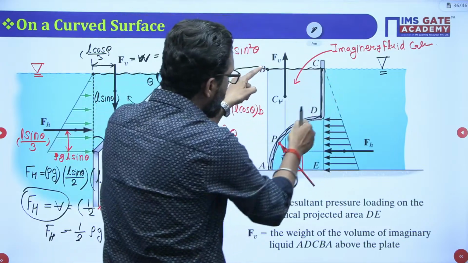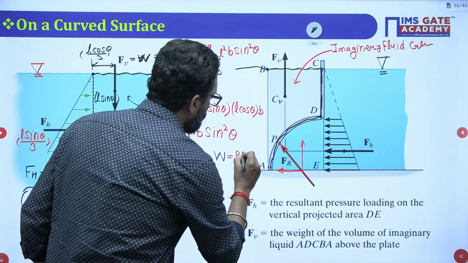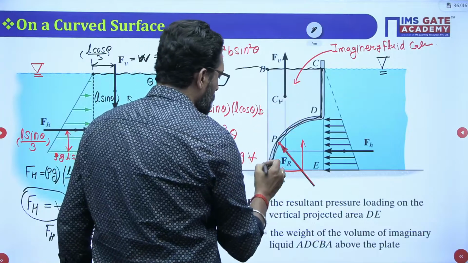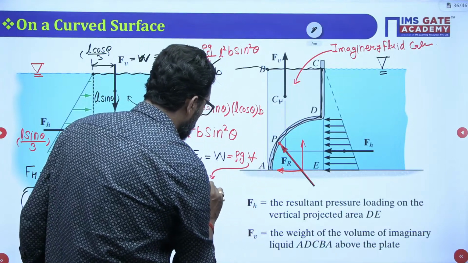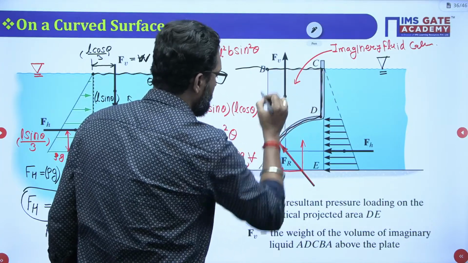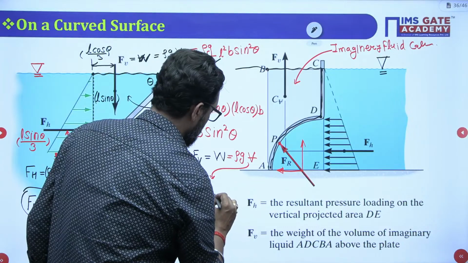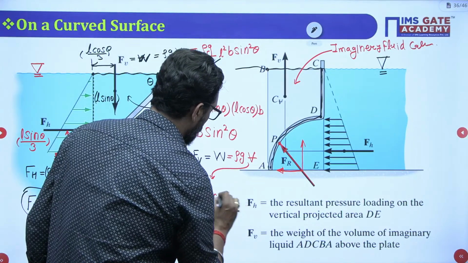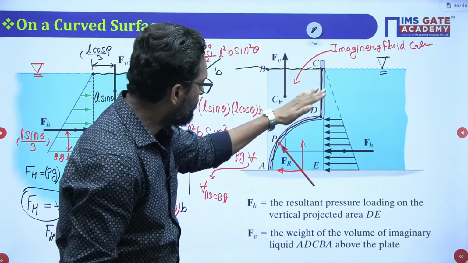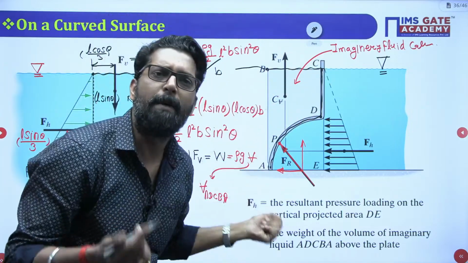So how to calculate the weight of this? The weight is rho g into the volume of this fluid column, that means the volume of ADCBA. How to calculate this volume? Please tell me. Simple.